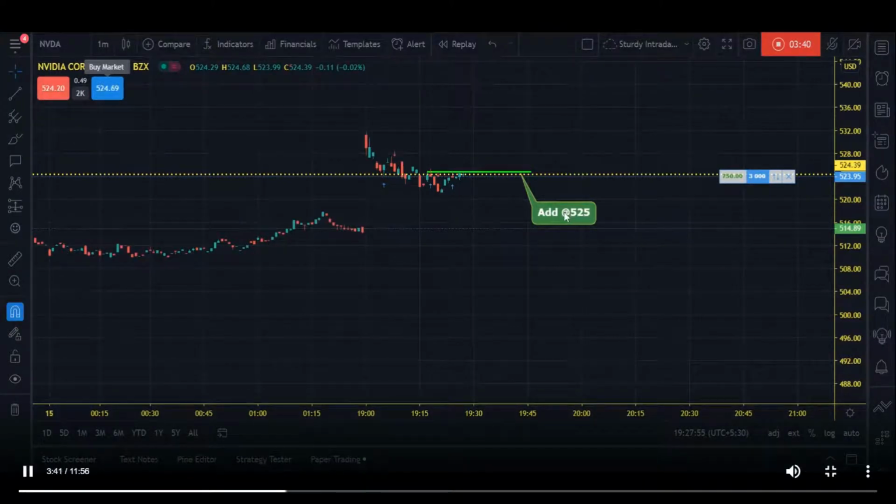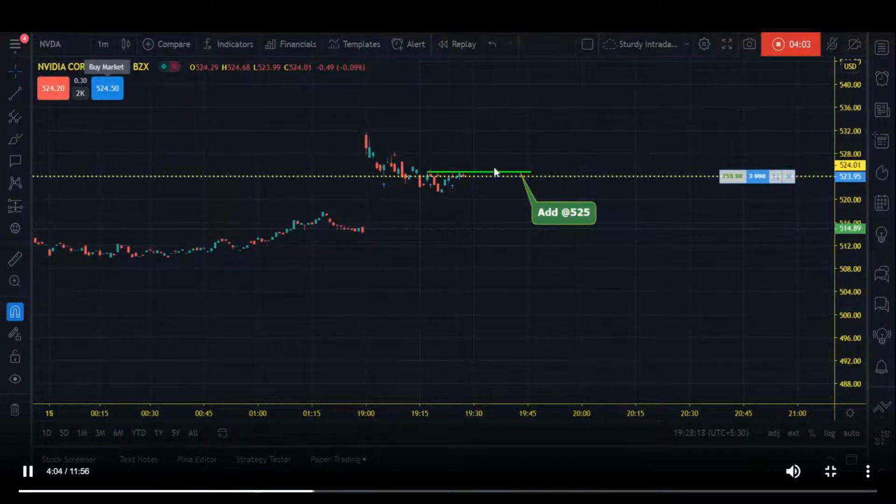I've shown you that you can add at 525 if you're already in the trade, and if it is going to break 525, it's surely going to go higher from there. So you can add at this level. You must never add on a losing trade. In fact, you must add on a winning trade every time, and never on a losing trade.